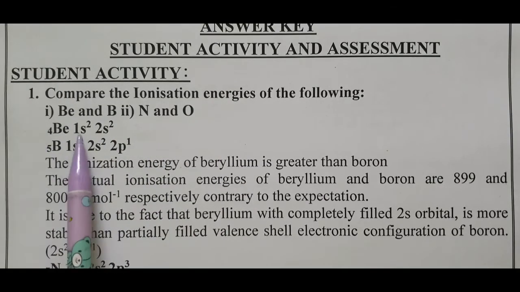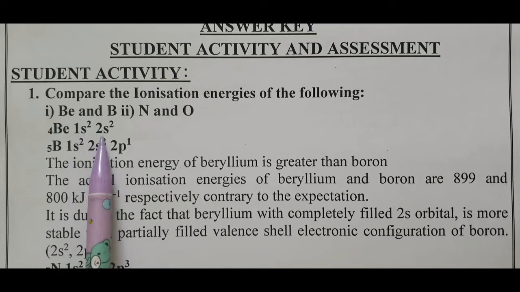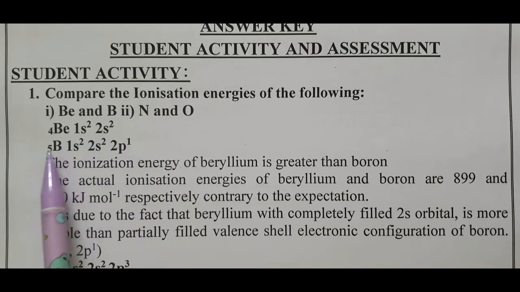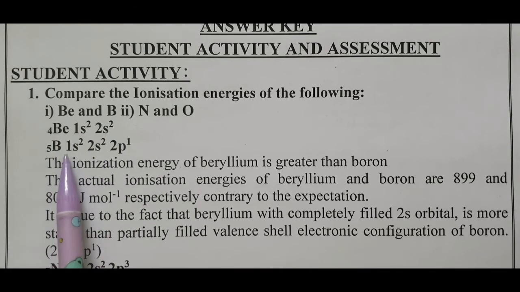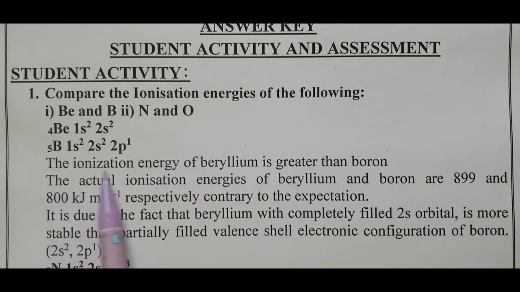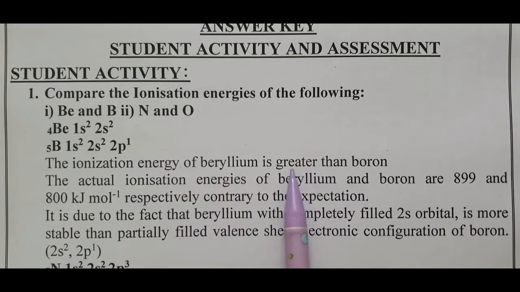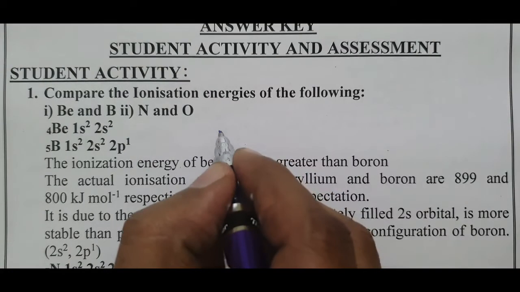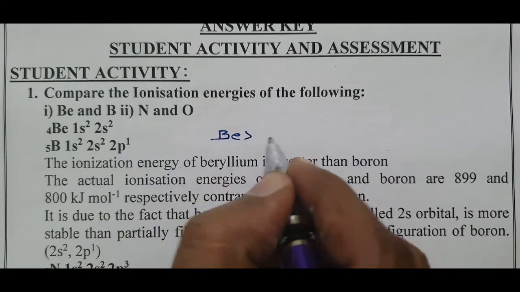Beryllium atomic number 4, electronic configuration 1s2 2s2. Boron atomic number 5, electronic configuration 1s2 2s2 2p1. The ionization energy of beryllium is greater than that for boron.